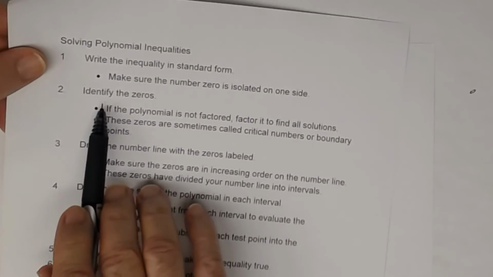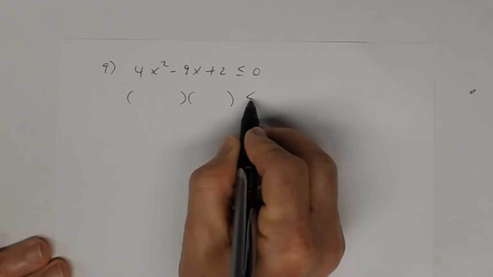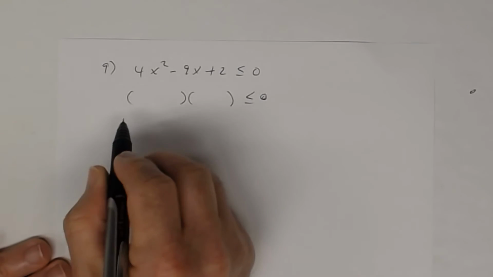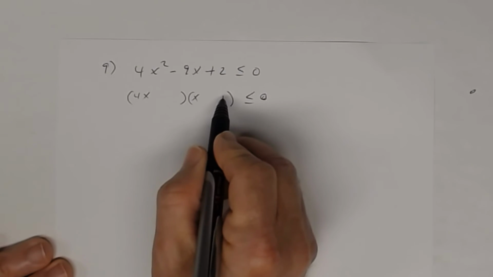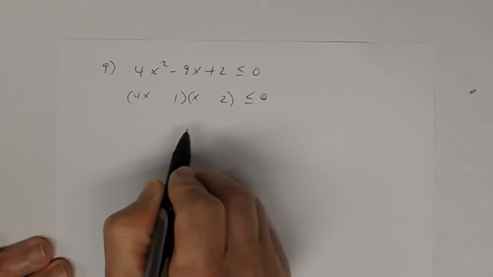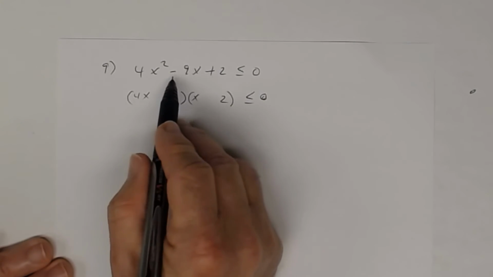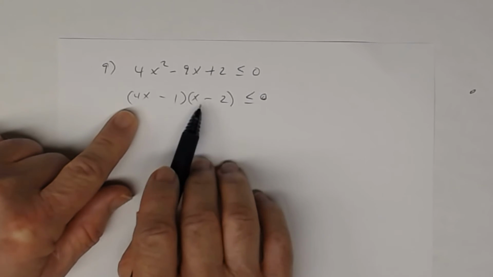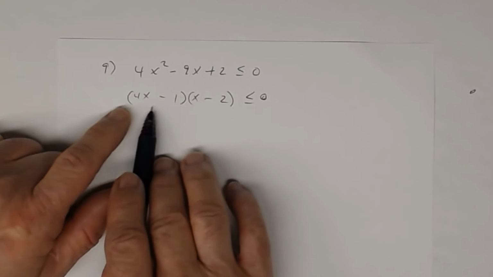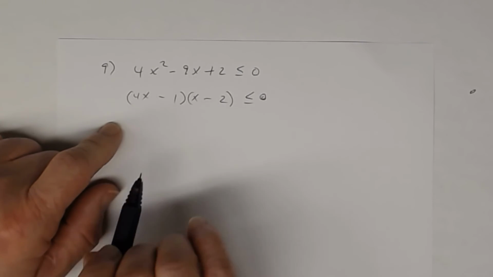So now what we have to do is find the zeros. So we're going to factor this polynomial. So when I factor it, don't forget to say less than or equal to 0. You must say that. When I factor it, what's going to work will be 4x and x, 2 and 1. Last sign's positive, so they all have to be the same sign, and they'll both be negative. And let's double check. 4x times x is 4x squared. Negative 1 times negative 2 is a positive 2. The outer is negative 8x. The inner is a negative 1x. You get negative 9x when you add them.